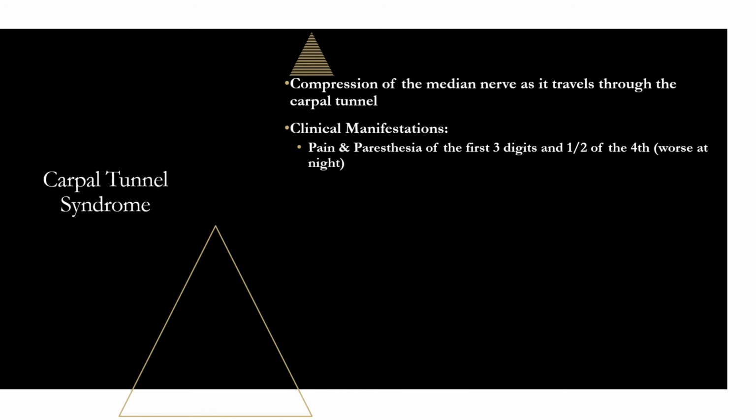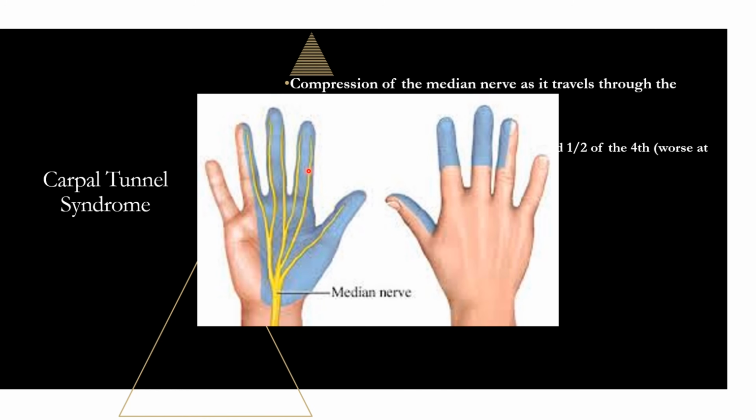Some other things to look out for that are not as important: they may have some weakness, clumsiness when using the hands. They may have difficulty holding objects, turning keys or doorknobs, buttoning clothing. And then sometimes in advanced cases, they may have atrophy of the thenar eminence, which is like right below the thumb there. And then we can take a look at the distribution I just talked about there.